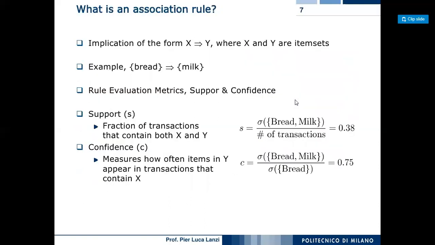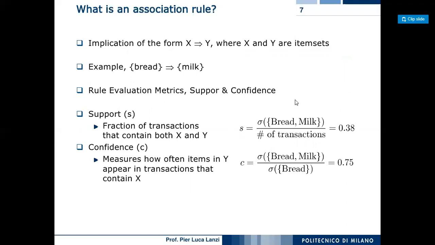Then comes the association rules. Two items associate with each other by the following symbol, X to Y, where X and Y are the item sets which are associated to each other. For example, bread is associated with milk.